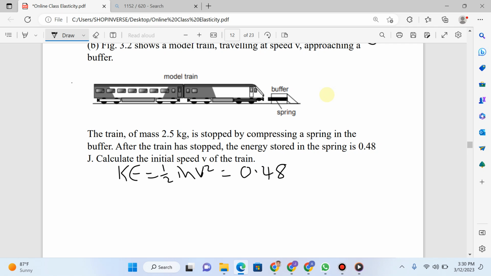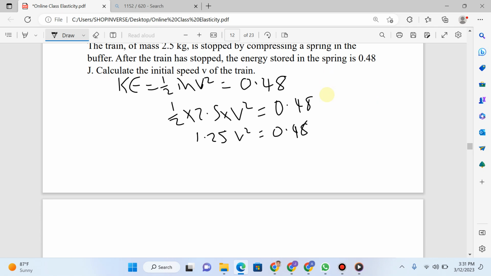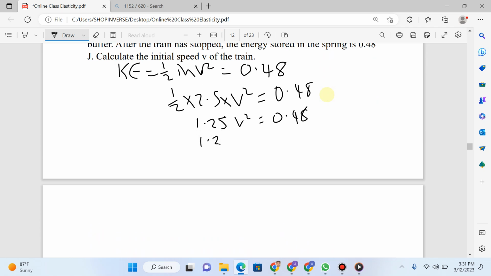So let's go. Half mv squared. What's the mass? We have the mass as 2.5 kilograms. So you have half times 2.5 times v squared, which should give us 0.48. Half times 2.5 is 1.25. So we have 1.25 v squared equals 0.48. How do you get v squared? You divide both sides by 1.25. So 1.25 v squared divided by 1.25 should give us 0.48 divided by 1.25.